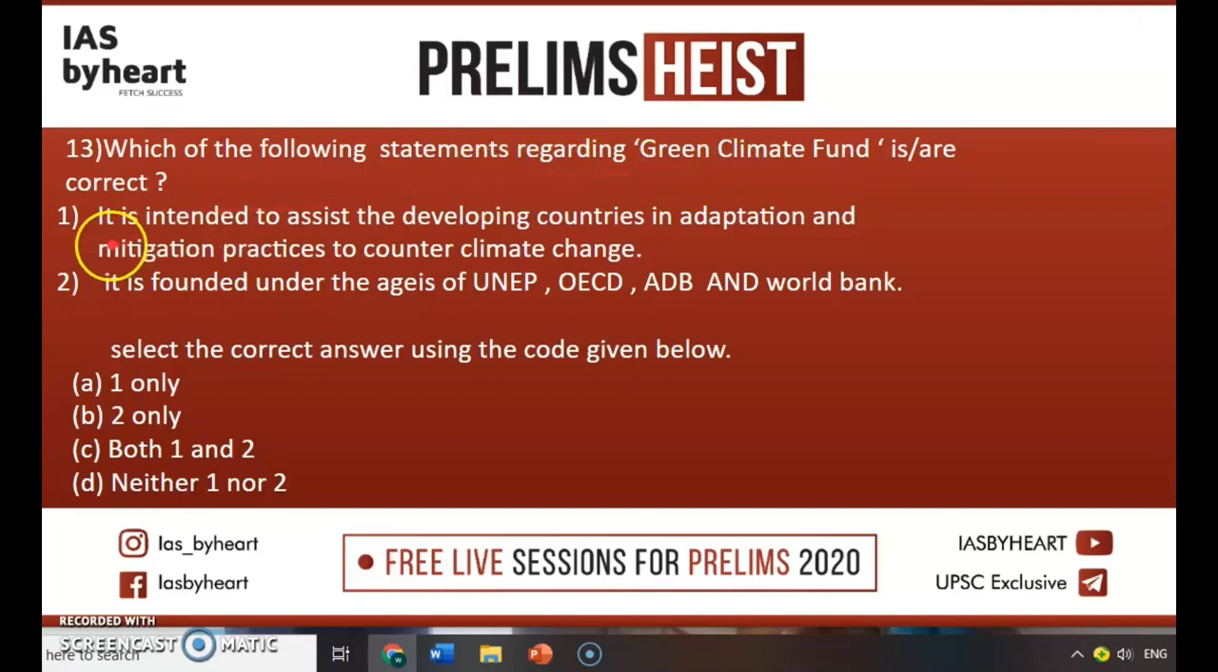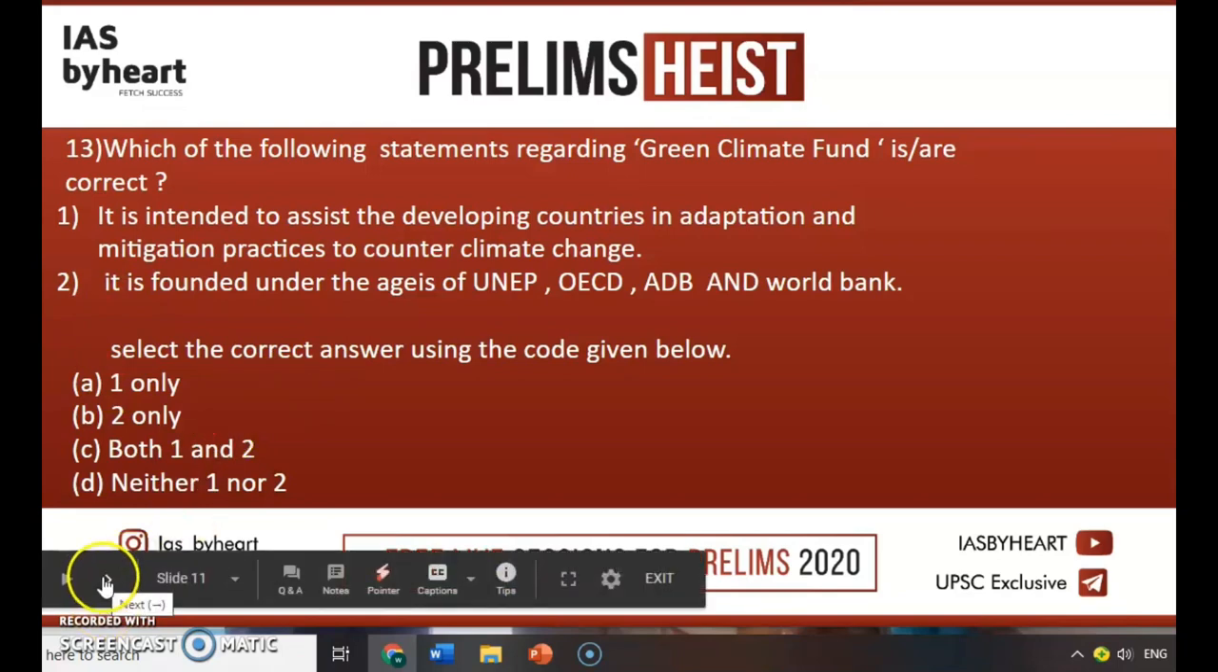First one, in this Green Climate Fund, the aim was to reduce carbon emission. Moreover, this Green Climate Fund assists the developing countries in adaptation and mitigation practices to counter climate change. This is the right option, but it was not founded under the aegis of UNEP, OECD and ADB. It was founded under the aegis of UNFCCC. So our answer is A. So here is our explanation.